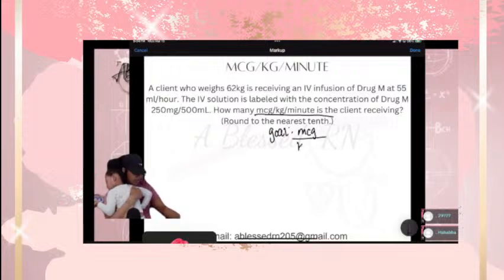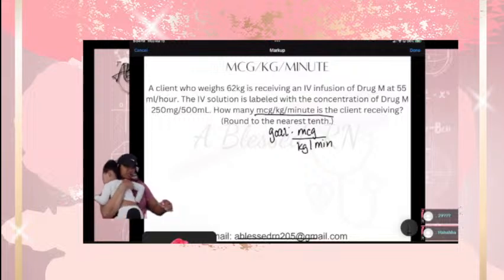MCG per kilogram per minute. And then we got to round to the nearest.